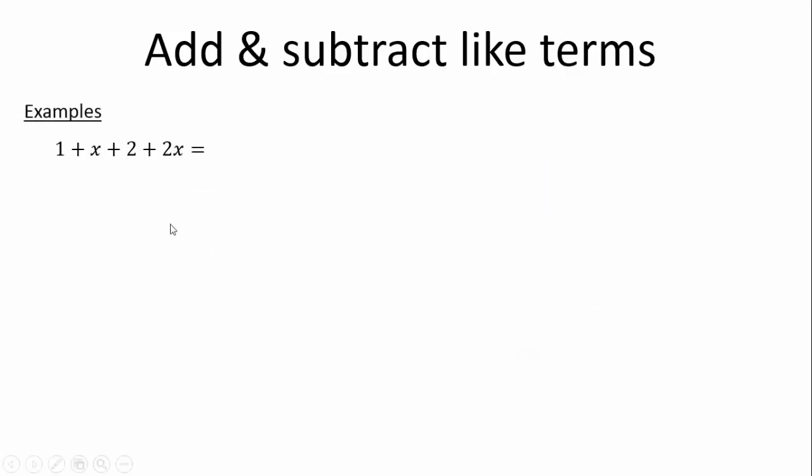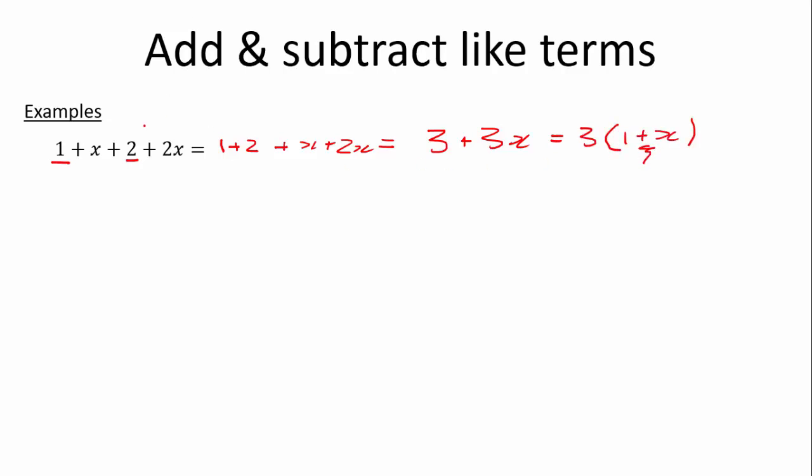So let's look at some examples. 1 plus x plus 2 plus 2x. We first got to identify the like terms. That is a like term and that is a like term. 1 plus 2, so we're going to write 1 plus 2 plus x plus 2x. Right, so that is the same as 1 plus 2 is 3 plus 3x. You might know already that we can simplify that to 3 times (1 plus x), but you'll notice here it's still 2 separate terms.